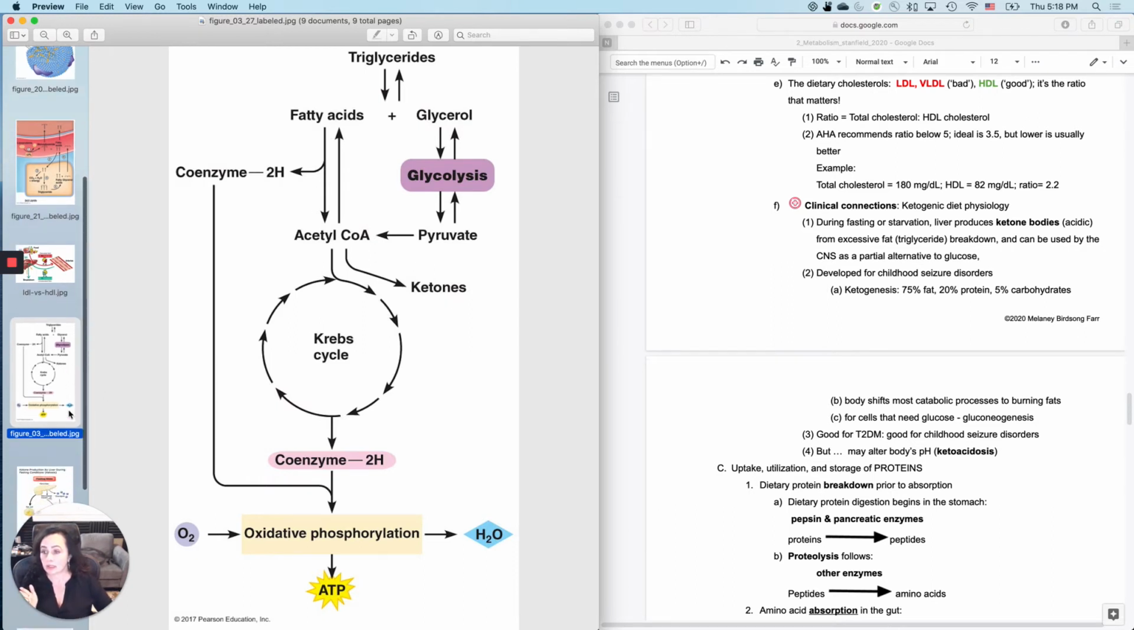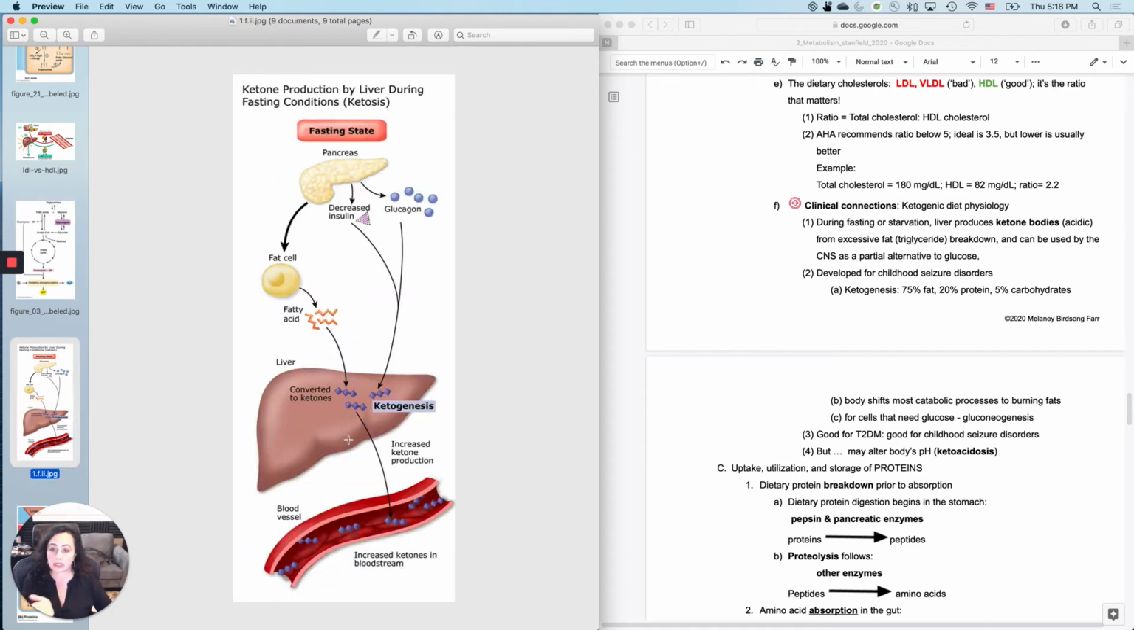By the way, the process of ketogenesis, which is converting fatty acids to ketones, occurs in your liver. So the liver is just all up in metabolism business. Once you get the fatty acids converted to ketones, you can dump them into the bloodstream, and the brain can use ketones for energy. It will be mad at you when you try to make it switch over to ketones, but you can get the brain to burn ketones for energy. It can be used as a partial alternative to glucose.